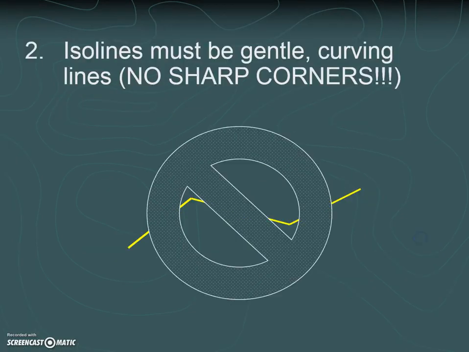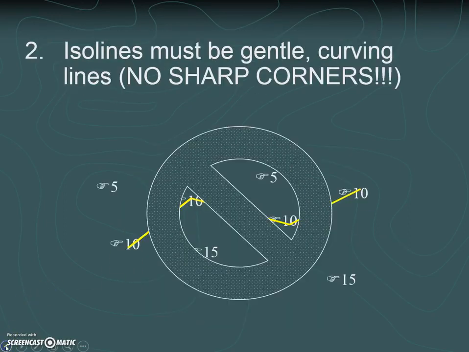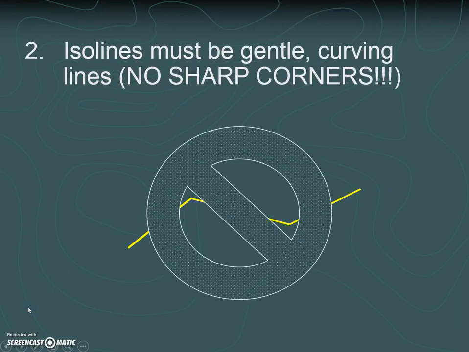The second rule is that your isolines have to be gentle curving lines. We don't want straight lines. We don't want sharp corners like you could see over here. This is no good. And the reason for that is because if you're looking at temperature or something, the temperatures in an area are not going to change so drastically that you'd have a sharp angle or a sharp corner between one place and the place next to it. Okay? So we want smooth curving lines.